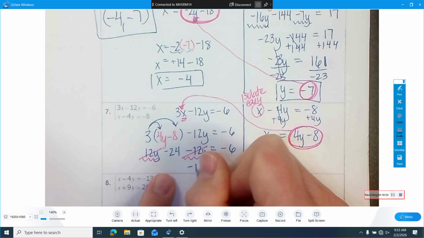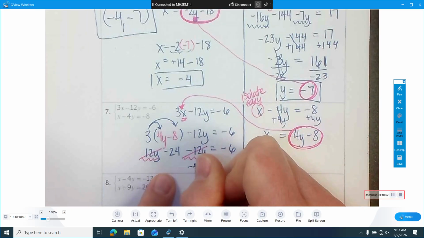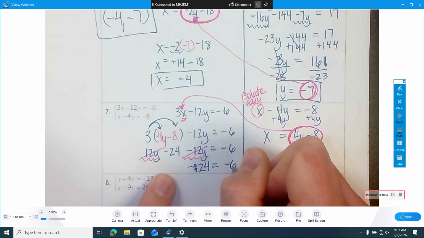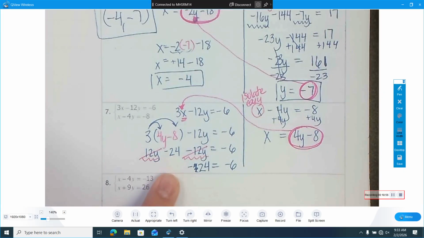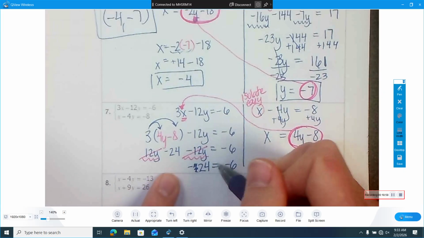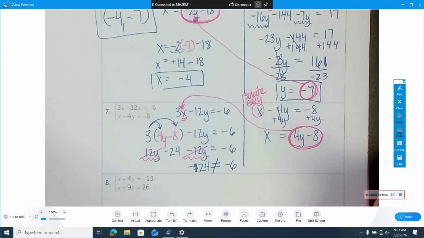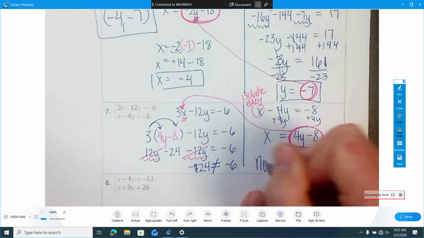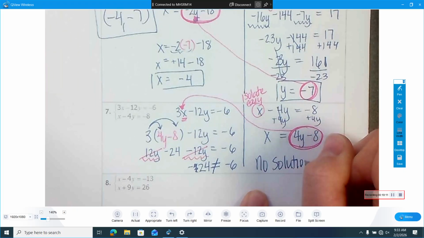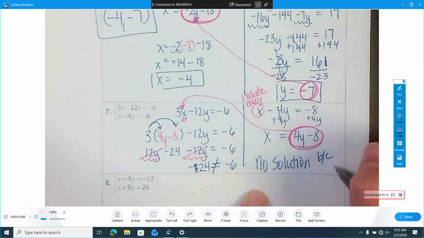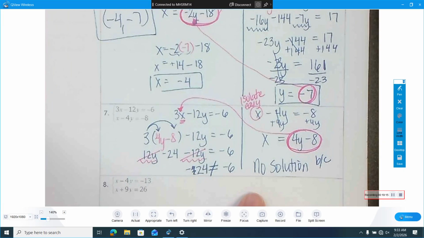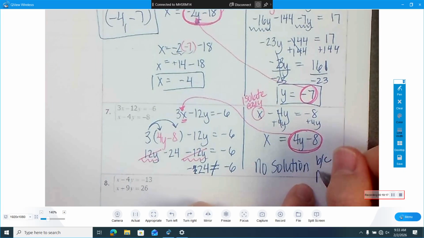And I'm left with negative 24 equals negative 6. No solution. Very good. Negative 24 does not equal negative 6. Our variables canceled each other out. So this is no solution because what kind of lines are these when we get no answer? Parallel. Very good.